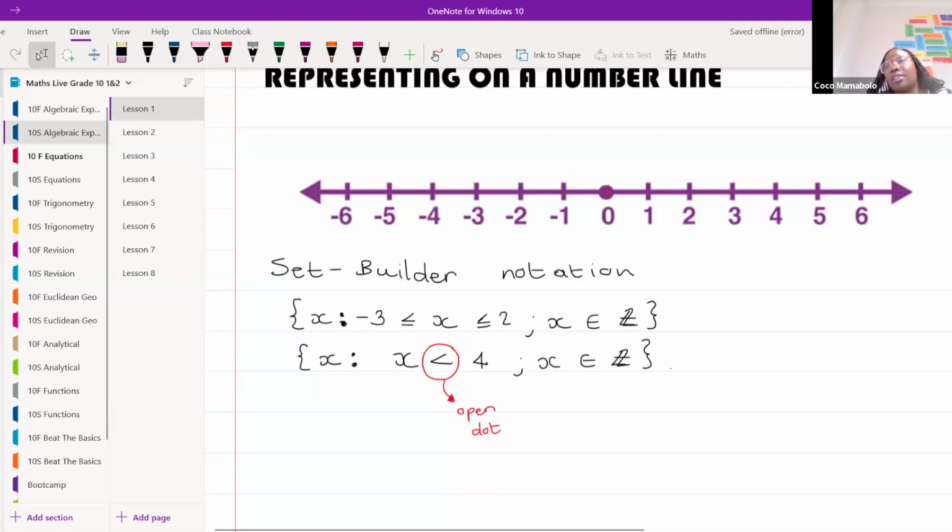Okay, Abu's guessing. I want everybody else to take a venture. Where are we going to draw this open dot? What do we think, guys? Okay, if you said 4, you are correct. We're going to start at 4. Now, I have to put an open dot there because the equal to sign is not included.